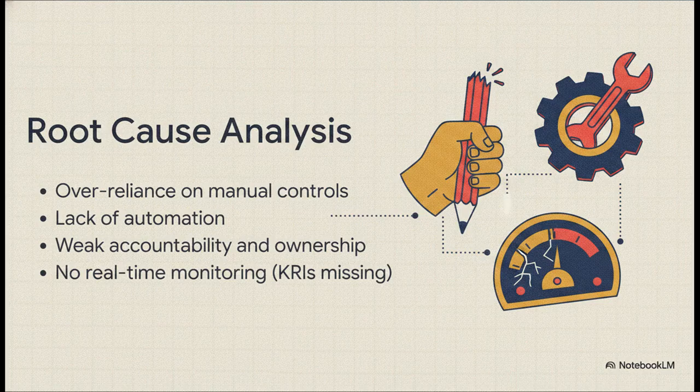So the RCSA process naturally forces them to summarize the root cause of this massive failure, and the diagnosis was crystal clear. Human error and manual checklists were the very things enabling that 8-crore leakage. There was way too much reliance on manual controls, virtually zero automation, really weak accountability among the staff, and absolutely no real-time key risk indicators, or KRIs, to warn management when things were going off the rails.